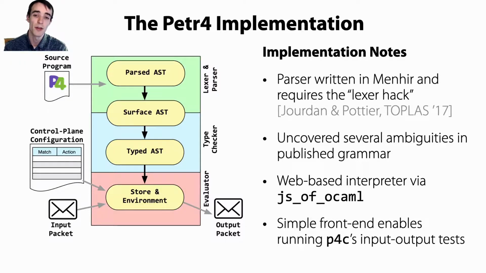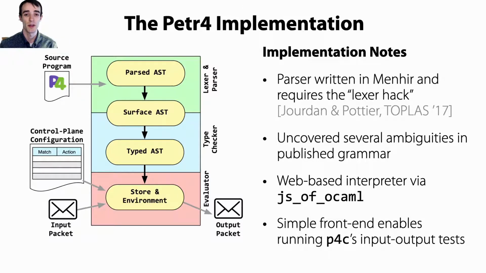There's a web-based interpreter where we compile this via JS of OCaml to get it to run in a web browser. And there's also a simple front end, which you can use to run unit tests from P4C. And that's sort of what this diagram is showing. There's a control plane configuration, which specifies the state of all the tables in the program. And there's an input packet. And then the evaluator will produce the output packet and any forwarding metadata involved.